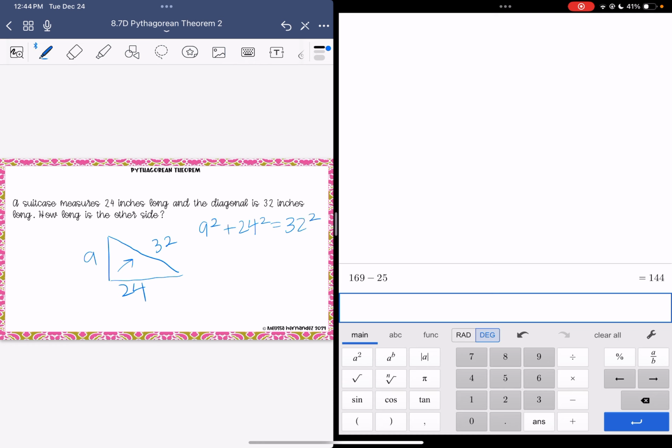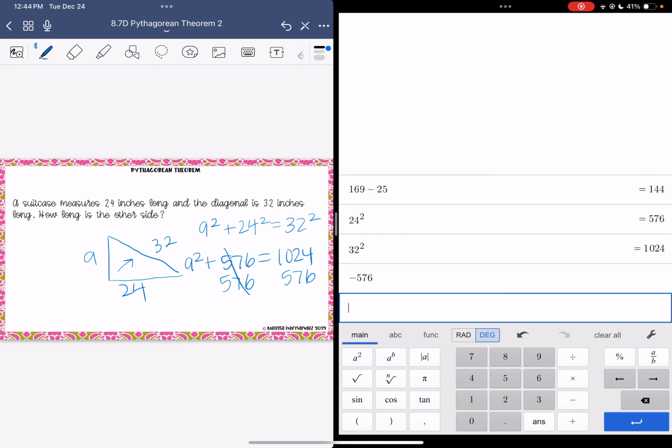I'm not sure why my ink looks a little different, but that's fine. All right, so 24 squared is 576. 32 squared, 1024. Now I want to isolate my a squared, so I'm going to do the opposite by subtracting 576 on both sides. See if it works. No, it didn't. I was not sure if it would work like my graphing calculator. So a squared equals 448.